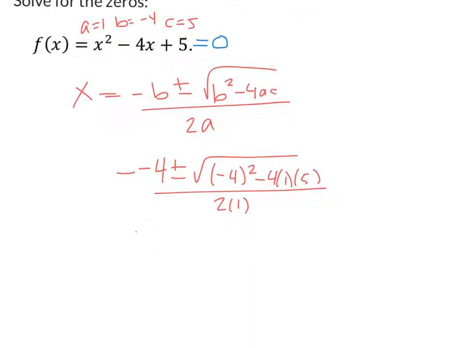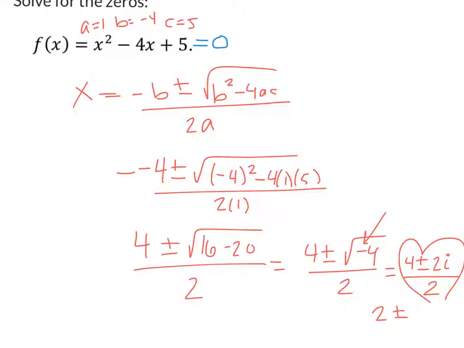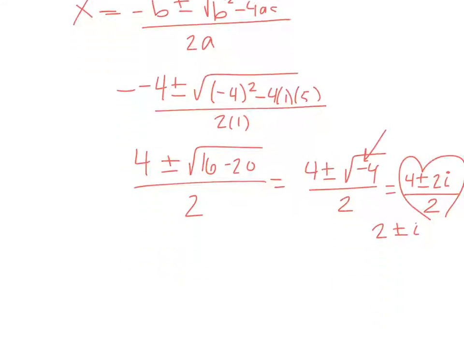What I end up getting here is a positive 4 plus or minus the square root of 4 squared, which is 16, minus 4 times 5, which is 20, all over 2. That becomes 4 plus or minus the square root of negative 4, all over 2. That becomes 4 plus or minus 2i over 2. The reason why I have i is because there's a negative in the radical. And this will reduce to 2 plus or minus i. Now if you notice here, I have two answers. I have x equals 2 plus i and x equals 2 minus i.